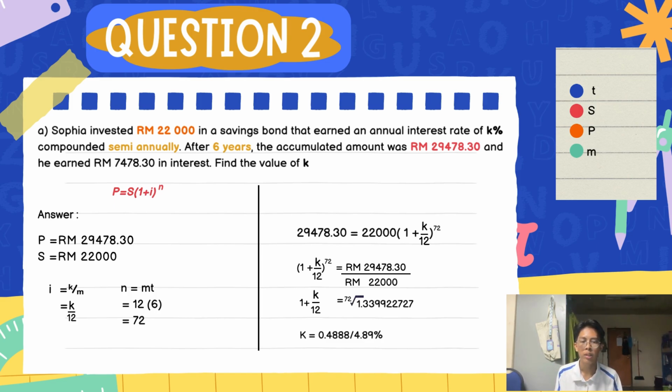And the next step is 1 plus K divided by 12 equals the 72nd root of 1.3399222727, and you will get the answer of K. The final answer is 0.0488, or we can multiply it by 100 and we will get 4.89%.